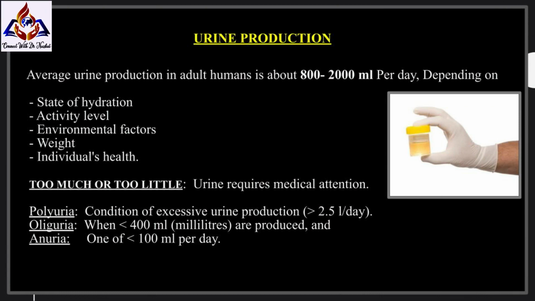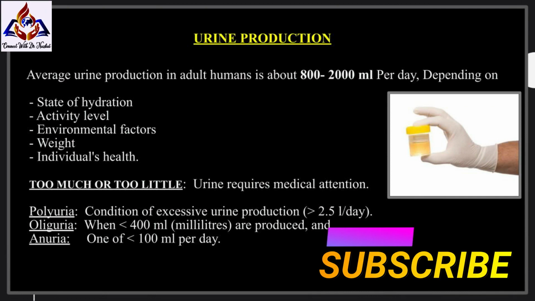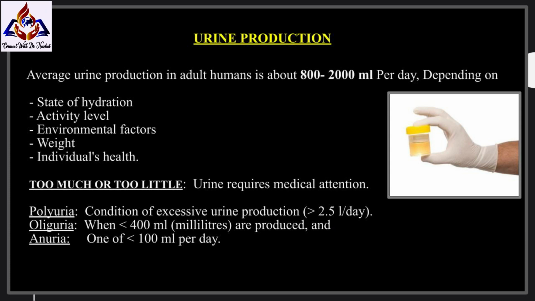Urine production. Average urine production in adult humans is about 1 to 2 liters or 800 to 2000 ml per day, depending on state of hydration, activity level, environmental factors, weight and the individual's health. Producing too much or too little urine requires medical attention.